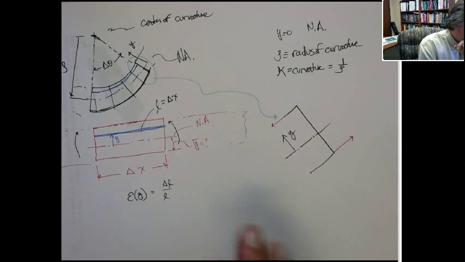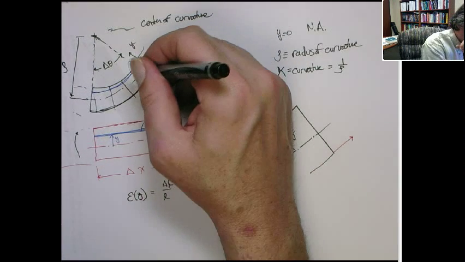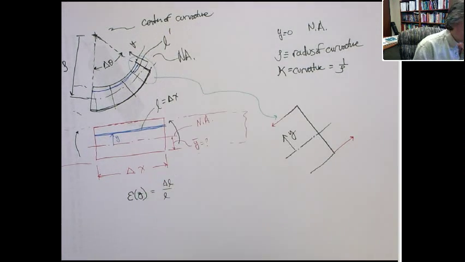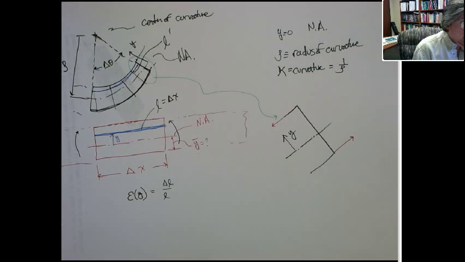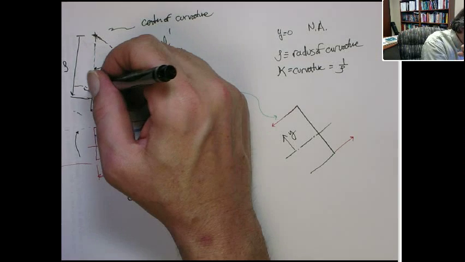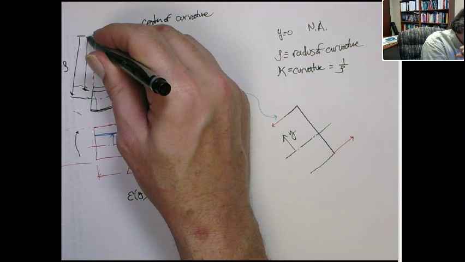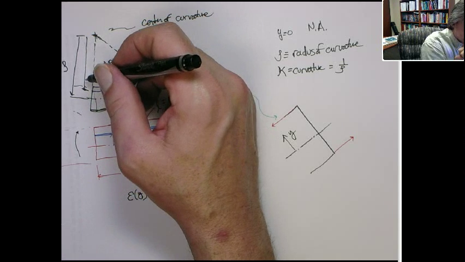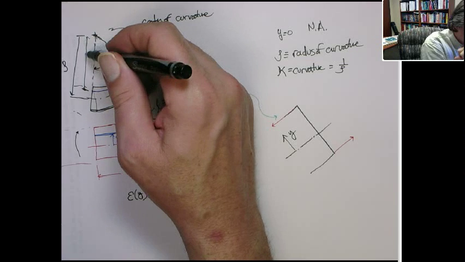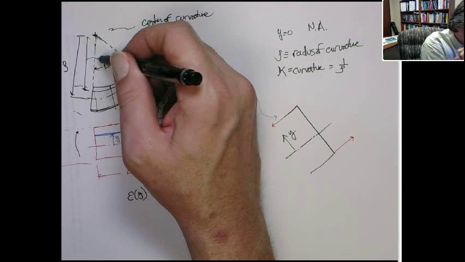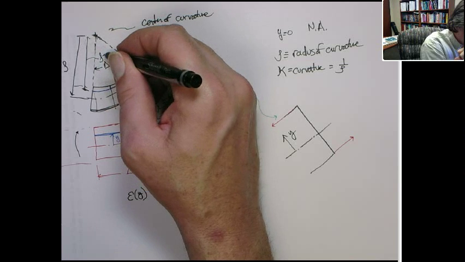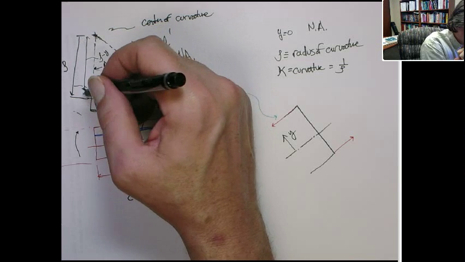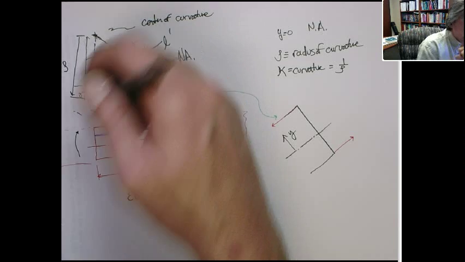Now what's the new length? This length here, that's the L prime. Well, it's going to be this distance here times delta theta. And this distance, this is the radius, this distance here is rho minus y. This distance minus y.